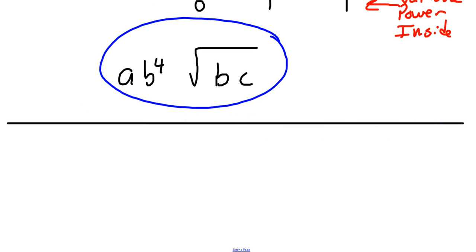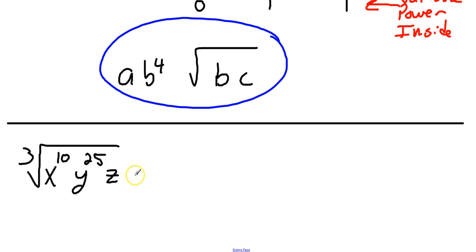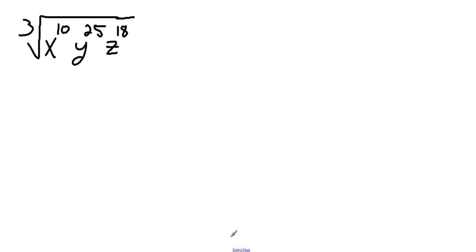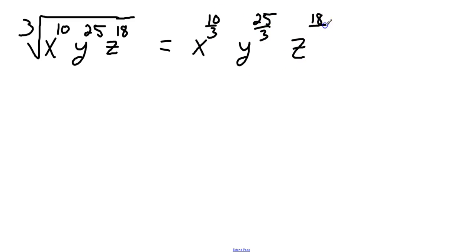All right, let's do that one again with a little bit bigger numbers here. Let's go third root. Sometimes if you go third root, it makes it a little bit more difficult. Let's go with third root of x to the 10th, y to the 25th, and z to the 18th. So we've got, and again, if you think about breaking them up in separate parts, x to the 10 thirds, you've got y to the 25 thirds, and you've got z to the 18 thirds.